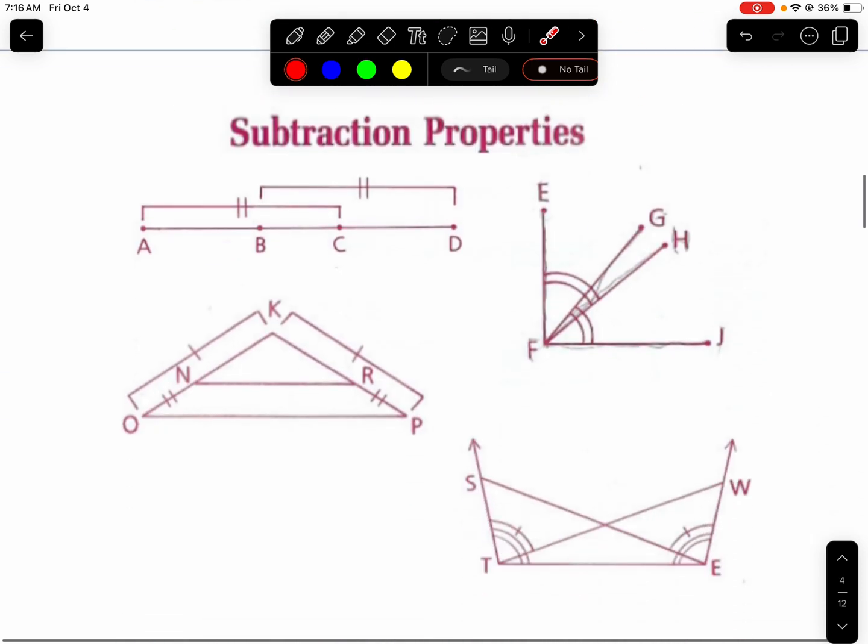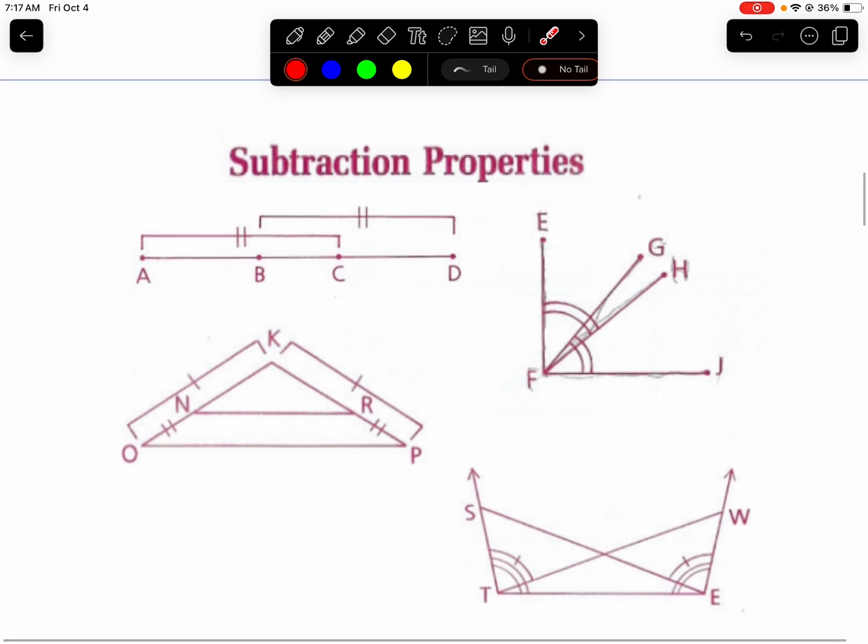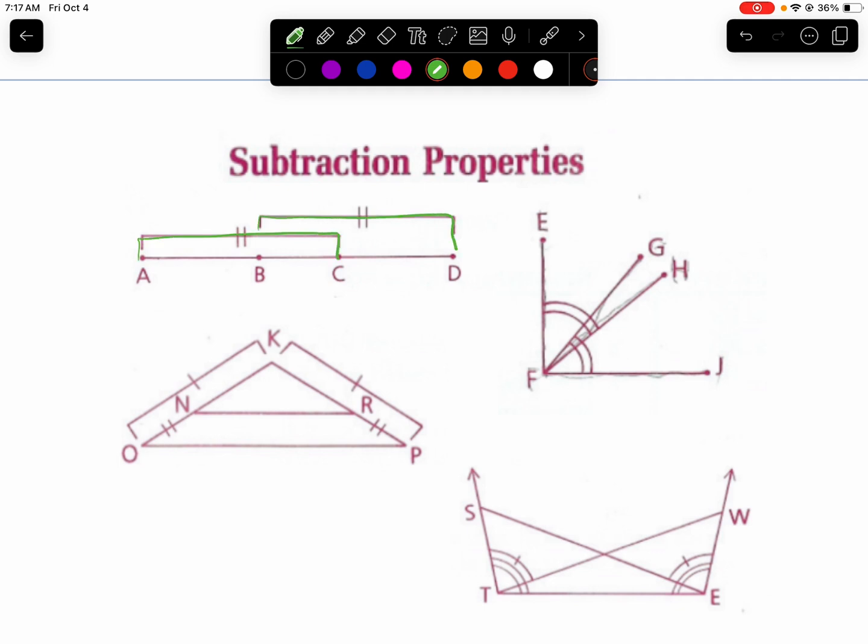We'll look at subtraction properties now. Just like with addition, we're going to also have subtraction. If I look at this first one, we see that AC is congruent to BD. What do they have in common? Well, they have BC in common. So what the subtraction property says is if I subtract one common segment from two congruent segments, then I can say that AB is congruent to CD.